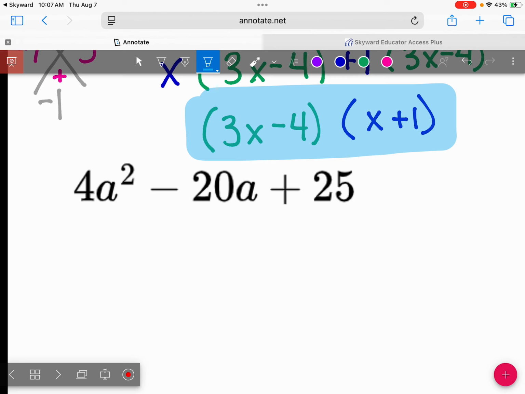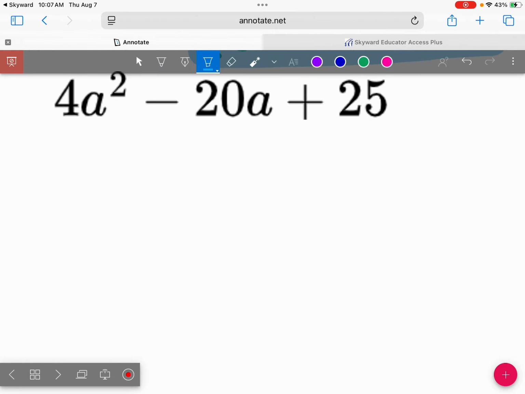Questions on that first one? Because I know it's been a minute. We're going to try it again. We're going to practice it again with our bottom one down here.